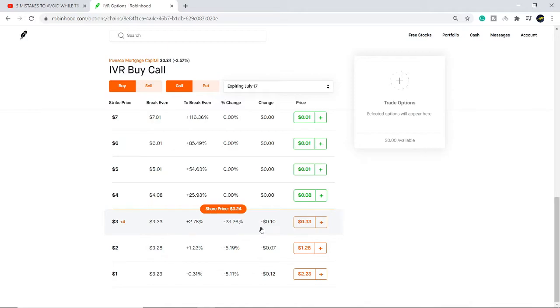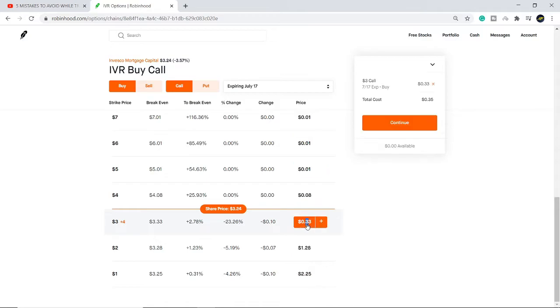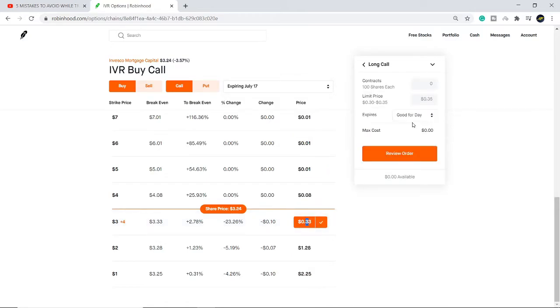But yeah, let's get back into it. So first things first, you buy this $33, right? So you have 1 contract of 100 shares of IVR for $33. So if you click here, right, and continue, you can see you click 1 contract, so 100 shares each, expires July 17th. Right here, you choose the price. It says 33, so you can put 0.33 right here.